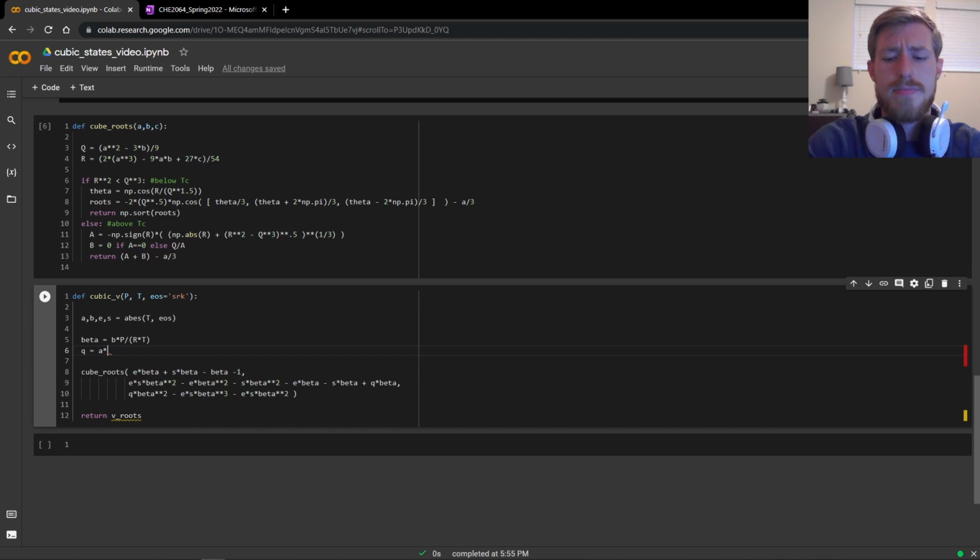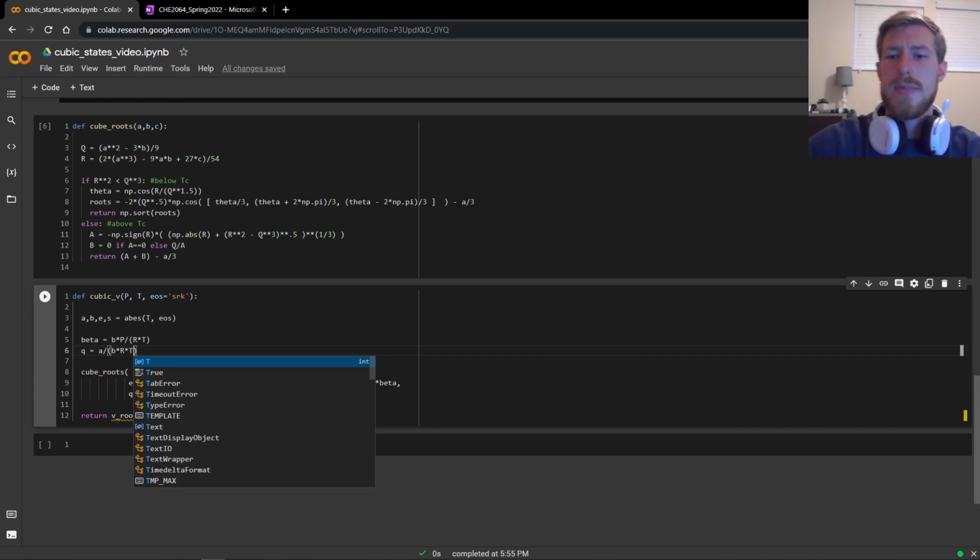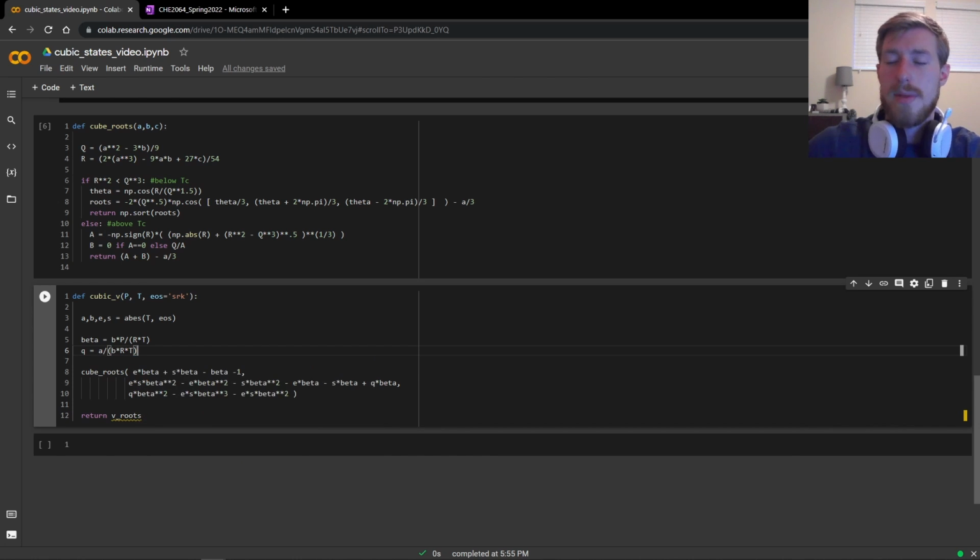I think it was just A divided by B times R times T. And now we can be sure this is going to work because remember when we did the derivation, we had Q and beta multiplied by each other to have A times P over R squared P squared, because that canceled out a lot of the constants we had hanging around.